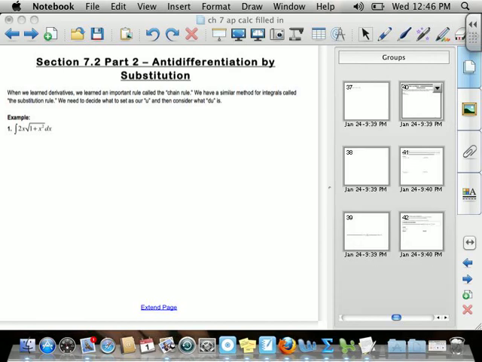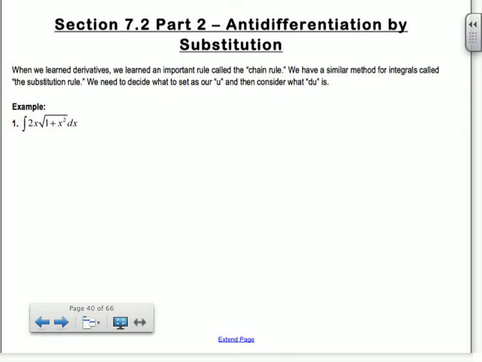All right, so 7.2, part 2 is on antidifferentiation by substitution. This is one of the most important sections that we're going to do this semester, so you will use this all of the time.